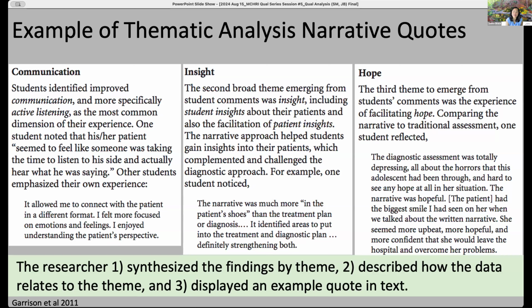There's really an endless number of ways to depict your data, but what I like to do is look at other studies to get inspiration. Ultimately, what the researcher is presenting here is their synthesis of their findings theme by theme, and they're using the narrative descriptions to describe and really elaborate more on what is present within this particular theme. And then they have this representative quote.